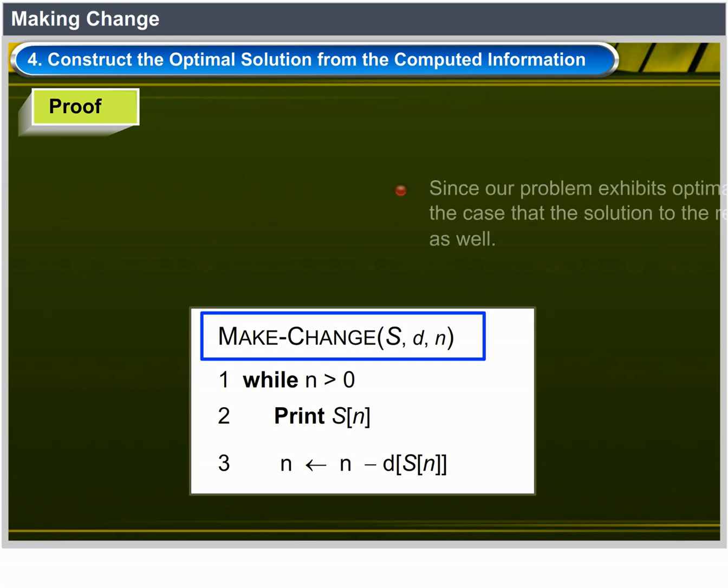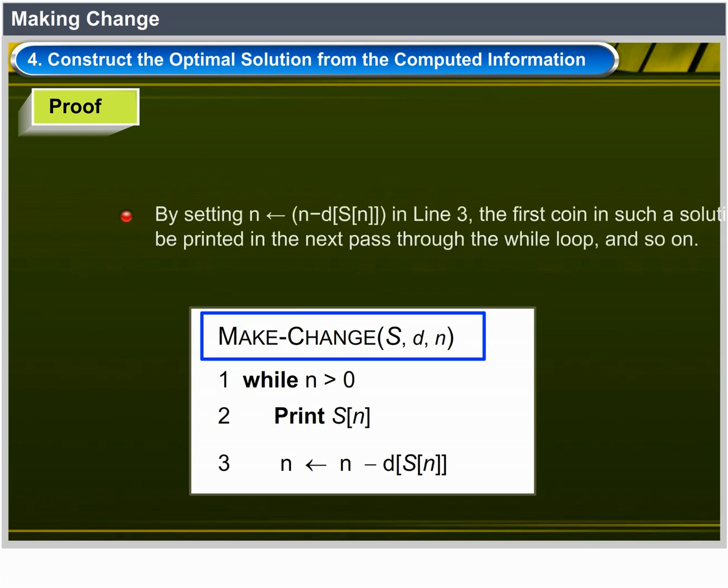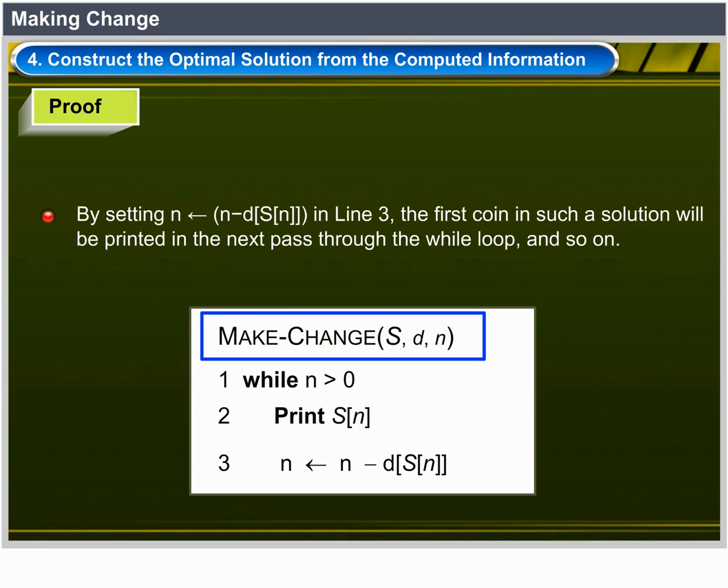Since our problem exhibits optimal substructure by Claim 1, it must be the case that the solution to the remaining n minus d of S of n cents is optimal as well. By setting n gets n minus d of S of n in line 3, the first coin in such a solution will be printed in the next pass through the while loop, and so on.